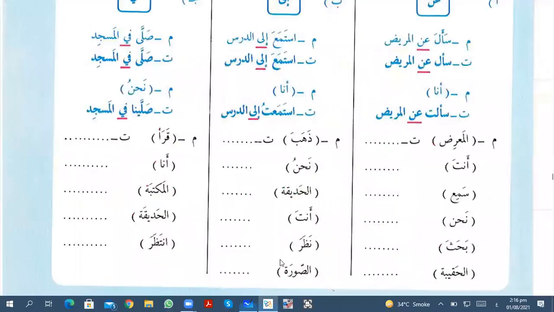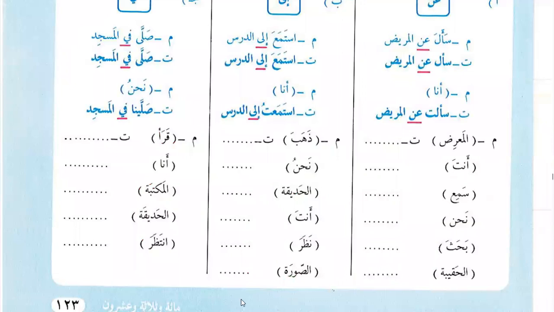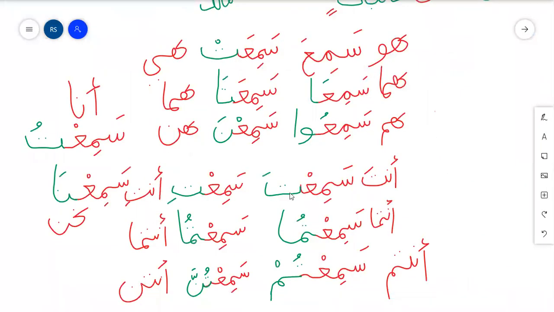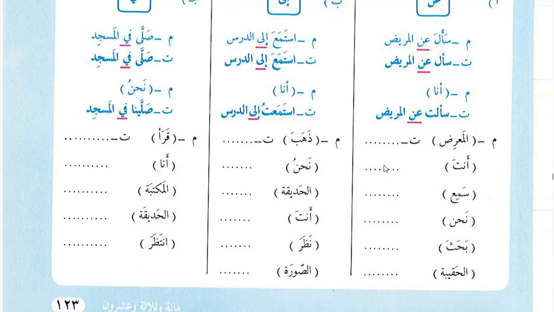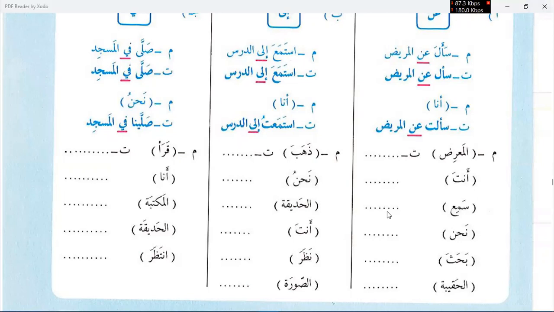Here the teacher has given the word anta. So with anta we use this form, anta sami'ta. So in the question we will say anta sa'alta anil maridi. Next, the word is sami'a. Make a sentence for it, Miss Mishka. Sami'a anil maridi. He heard about the exhibition.